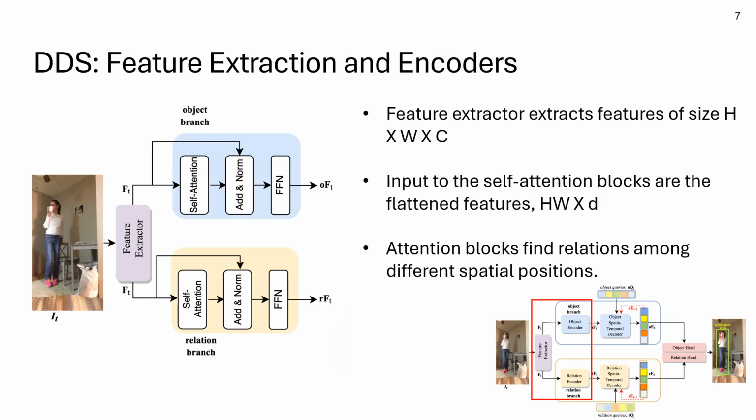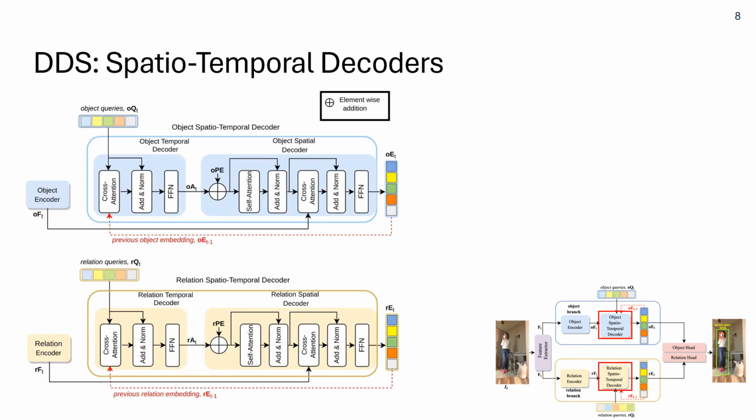For feature extraction, we use a convolutional backbone like ResNet. The convolutional features are flattened and fed to the self-attention block in the encoders of our mirror branches. The encoders identify spatial relations among different spatial positions. The output of the mentioned encoders, along with the learnable queries, are fed to our decoders. They consist of two components, temporal and spatial.